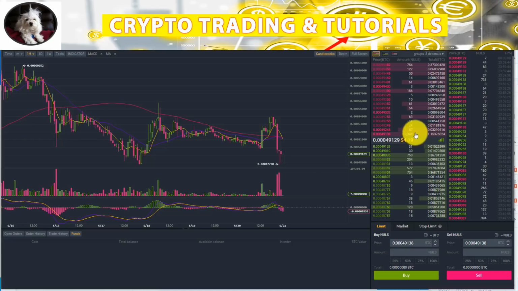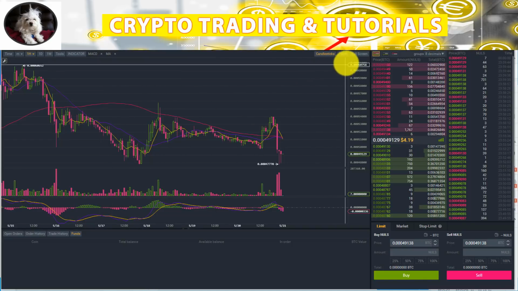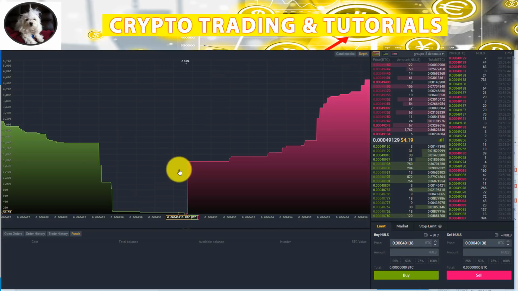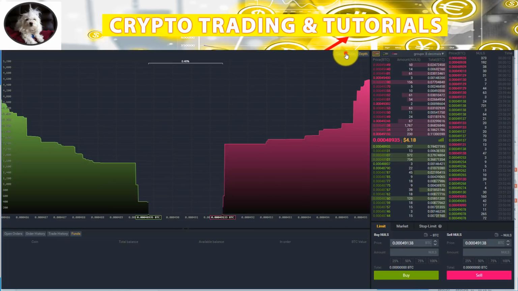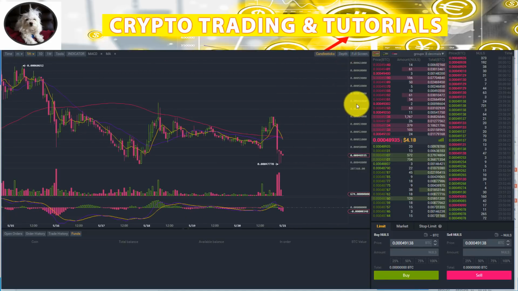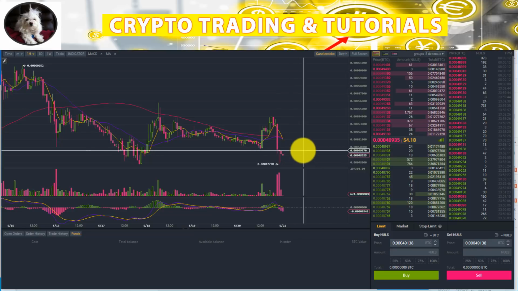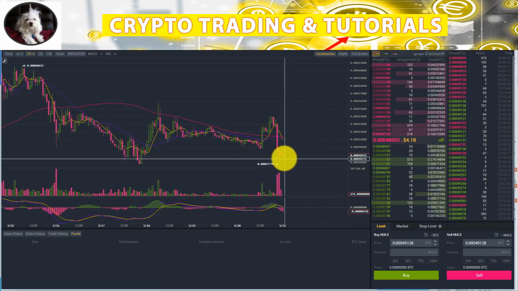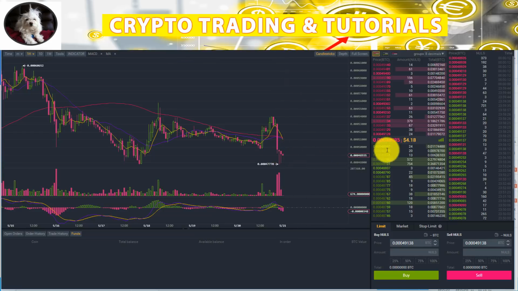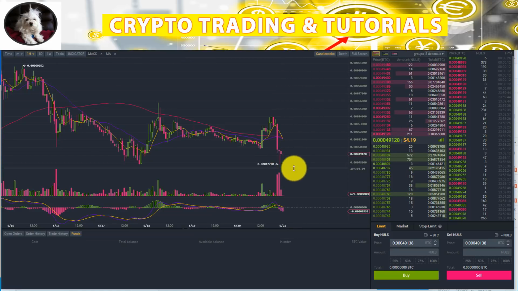And that is what is called a wall, and I know it's a wall because it is on the depth chart here, right? So it's a wall of capital, and that is typically why sometimes in this market price stops, because no one's going to buy into that wall. Now we're seeing right here that wall has been removed, right? Because price has been moved down.